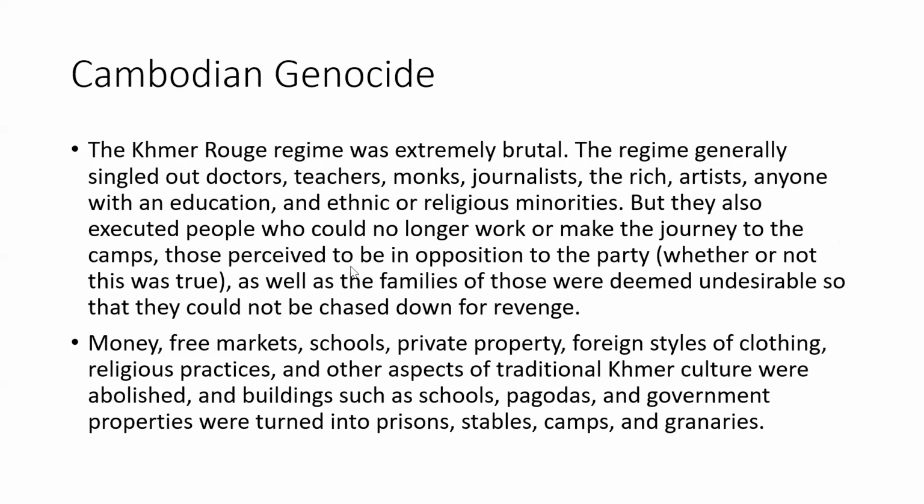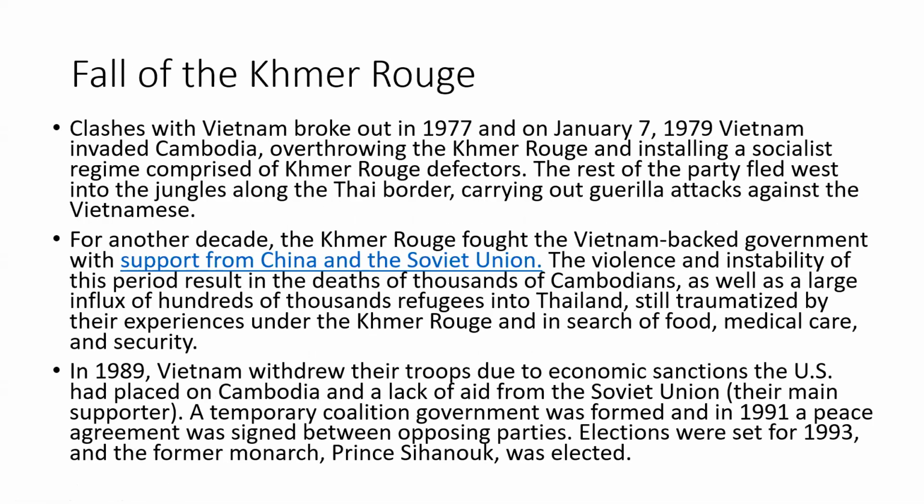Again, like I said, some of the people that were targeted were all things Western or religious. Doctors, teachers, monks, journalists, people with money, people with an education. I mean, just anything like that were targeted and for revenge or for extermination. This new society would have no money, markets, schools, private property, foreign clothing, religion, temples, anything like that. A really, really radical vision that they were trying to launch in 1975.